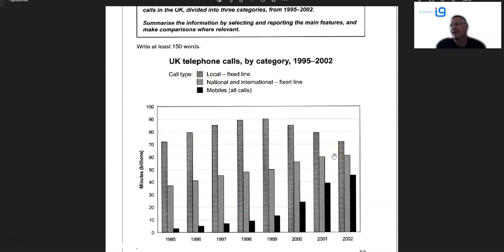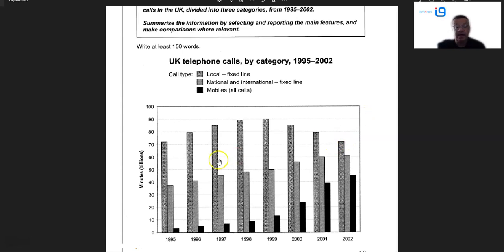So, right, as I keep saying, main features, right? Main key features. What's the biggest, what's the smallest, what's unchanged, etc. So, obvious here, local fixed lines are easily the largest in terms of billions, yeah? So, some fluctuation, 75 billion, a peak of 90 billion and back to 75. So, relatively constant, some fluctuations, a peak, but still doesn't fall below 75 billion minutes.